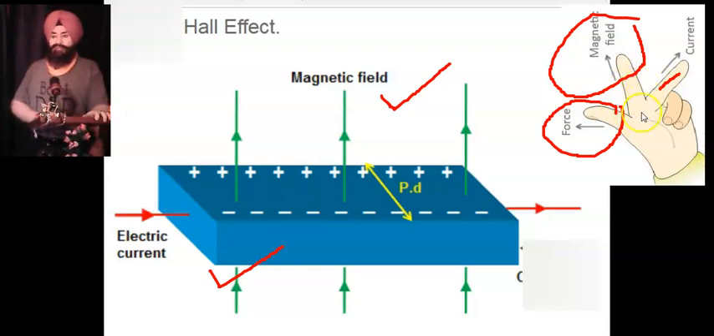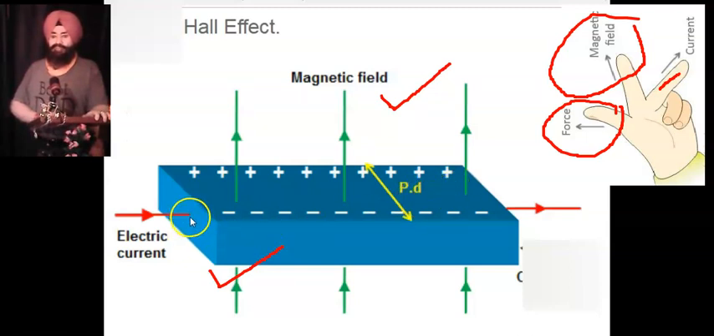Okay, four fingers pointing towards the magnetic field, middle finger pointing towards the flow of electric current, and thumb will show the direction of the force. Let me consider this is a p-type semiconductor. That means current means the movement of the holes.